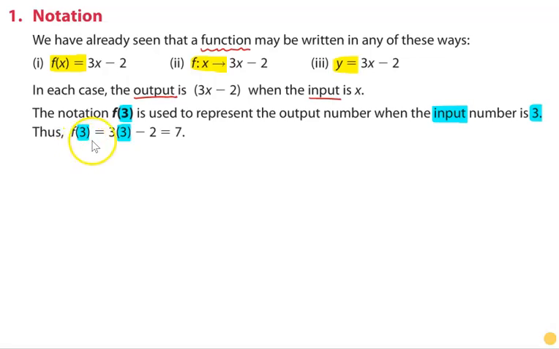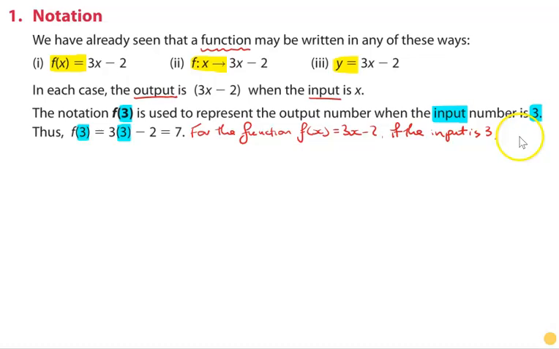Thus, f of 3 is equal to 3 times 3 minus 2, which is equal to 7. So what we did was we swapped the x for a set of brackets and we put 3 into the brackets. For the function f of x equals 3x minus 2, if the input is 3, the output is 7.